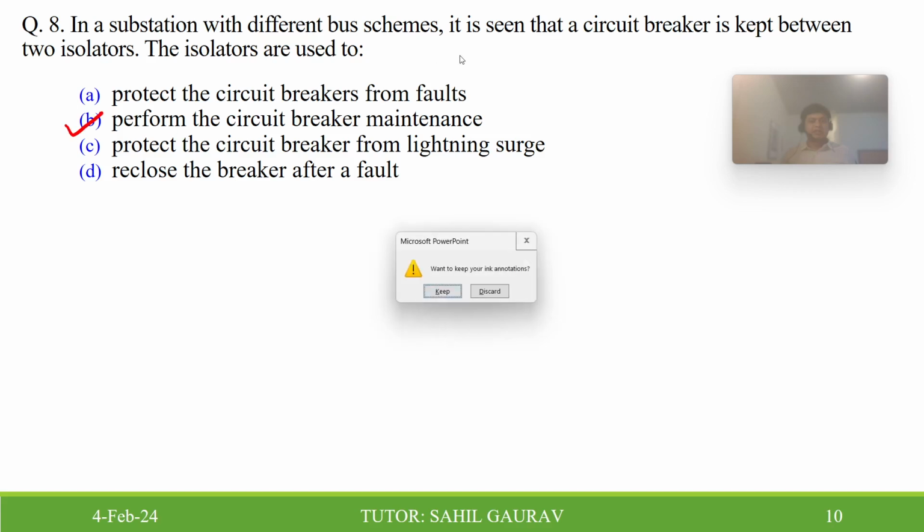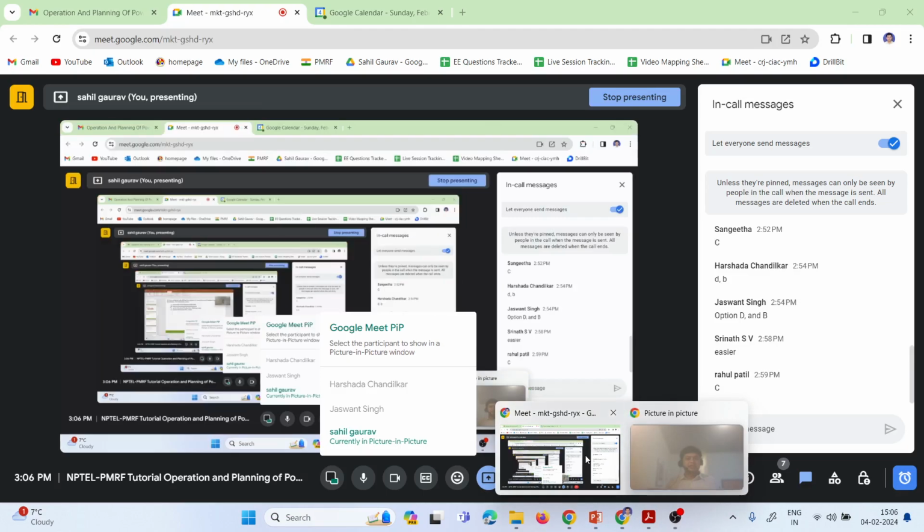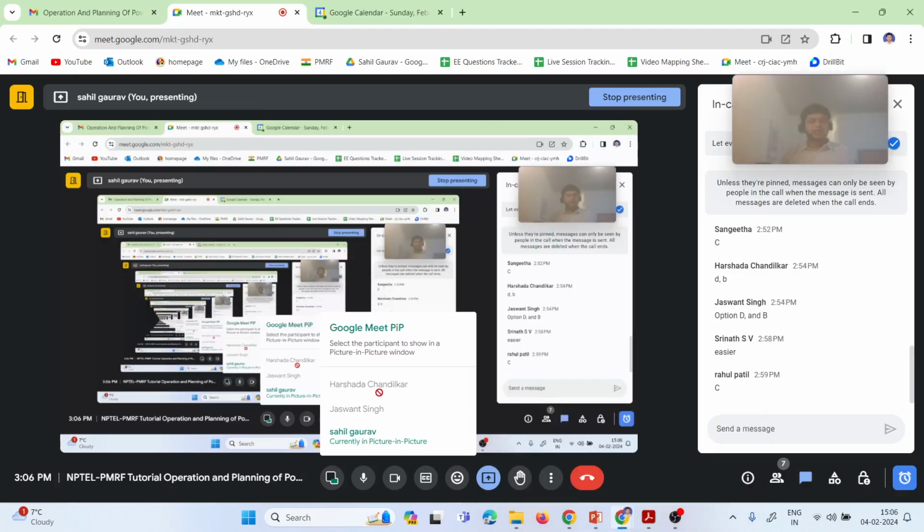One is Jaswant, and who is another one providing the answer? I should keep the names, remember. Rahul Patil, Srinath, SCB. Yes.